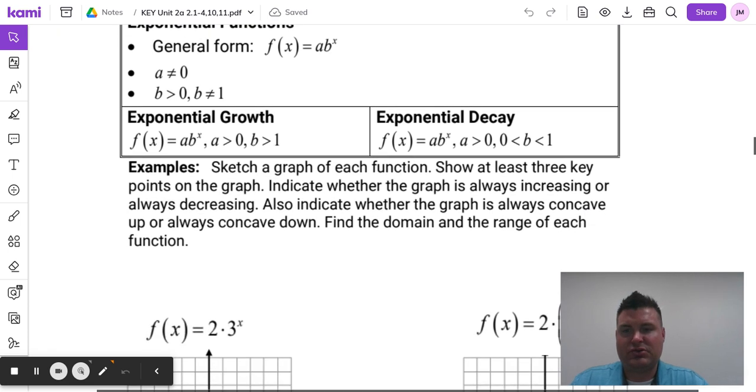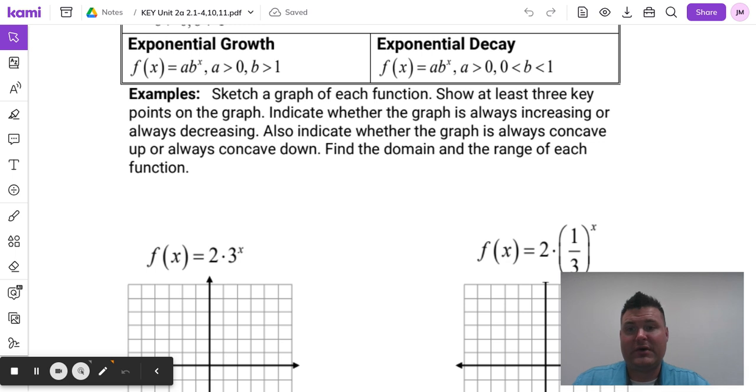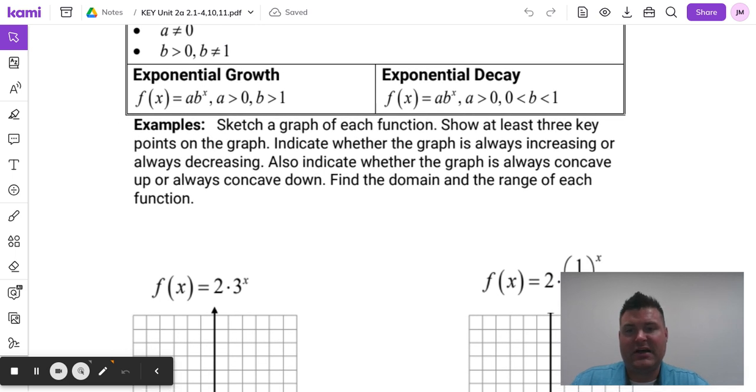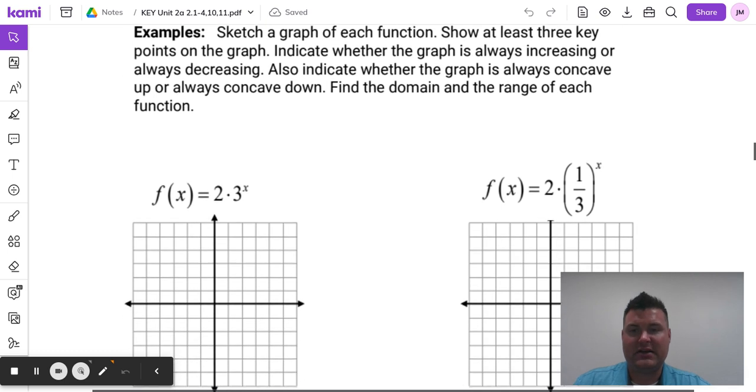So exponential growth. If you want to know if a function is growing, that means that the a value is positive and the b value is larger than one. If the function is decaying, then the a value is positive and the b value is between 0 and 1. And we're going to talk about both of those here in a second.